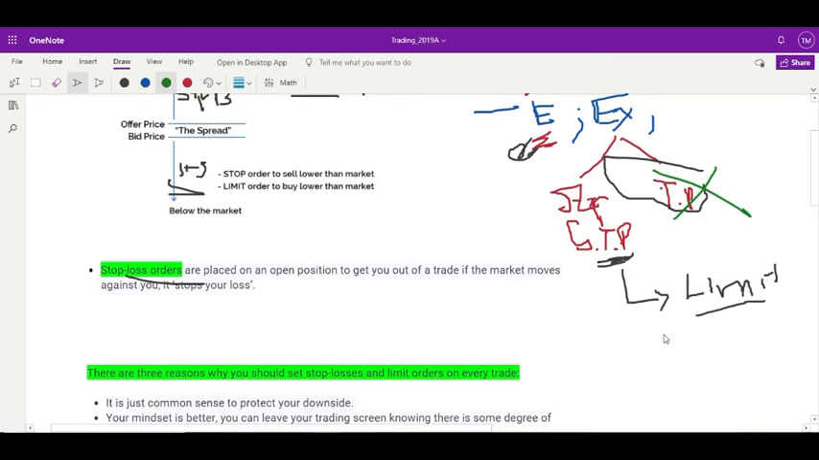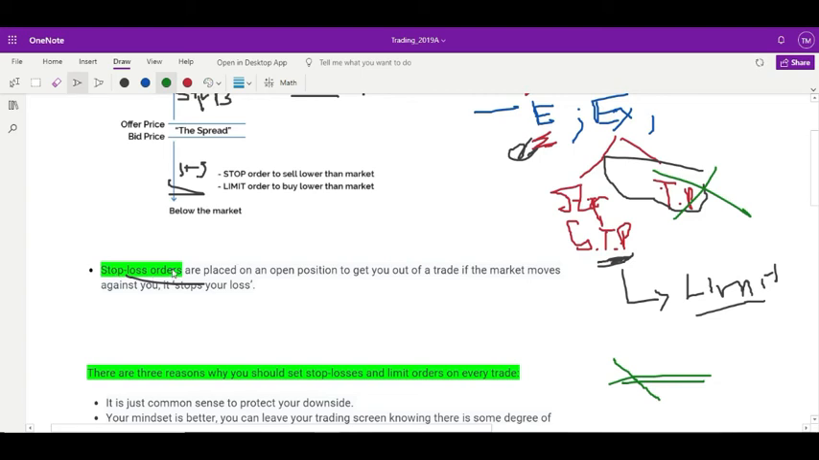So for each trade, we need to know how much we are willing to lose, right? You can't say, if it goes down, you keep on holding and keep losing. So we need to cut our losses. That's why it's called stop loss: to cut your losses, to limit your losses, right?